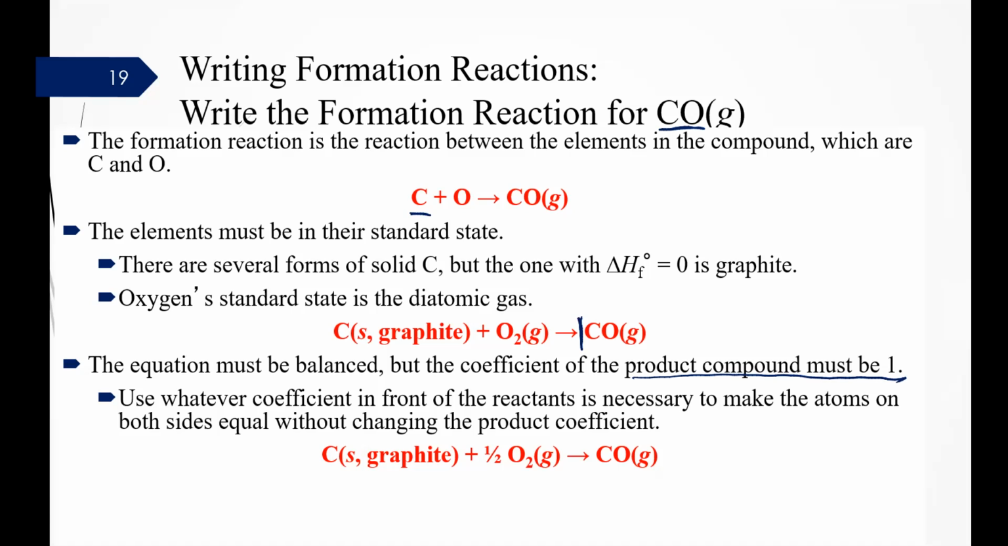And so that's why in this example, we can use the 1/2, right? Because we only need 1 of those oxygen atoms. And so we're going to have half of an O2 molecule. And so this is a formation equation for carbon monoxide. So we have our elements starting out. And we're moving those over.